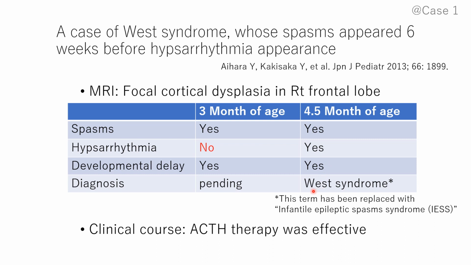Of note, the term West syndrome has been replaced with infantile epileptic spasms syndrome (IESS) from 2022 by the ILAE, International League Against Epilepsy. The patient was treated with HGH therapy and the course was fine.